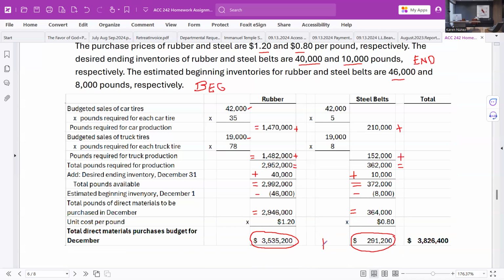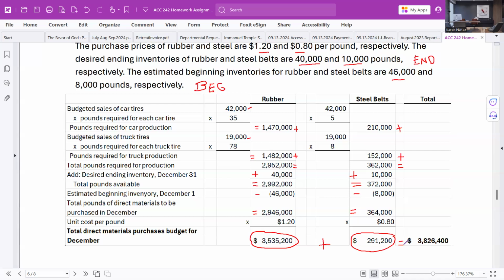Put it all together, rubber plus steel belts, and that's our purchasing budget for this company that's making and selling tires. So that's a good example of two products and two direct materials.